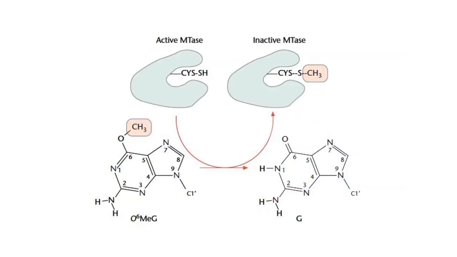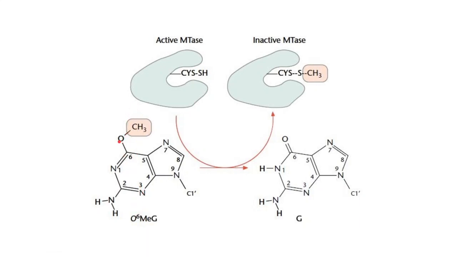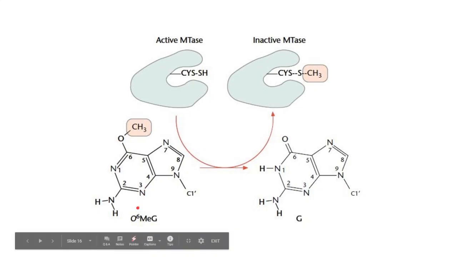So I talked about direct repair. So you have a methylation. This is a guanine molecule at the sixth, so O6MeG. So G refers to the guanine, Me is a methylation, a methyl group, CH3 is a methyl group, and O6 is the sixth, the carbon on the sixth position has an oxygen attached to it. So O6 methylation. So this is not normal.